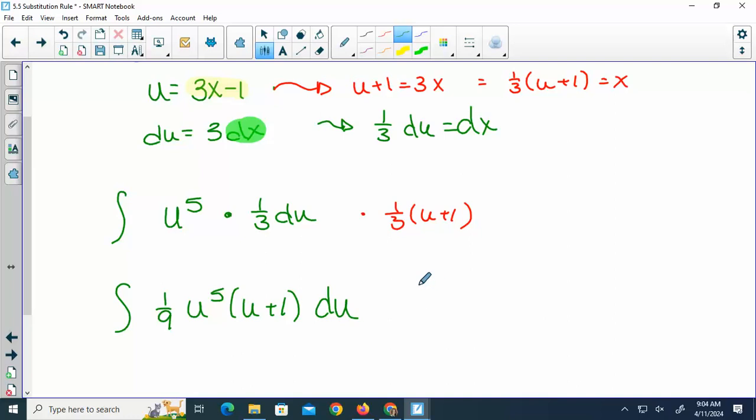Okay, initially this doesn't really look all that much different. We still have something to the 5th. We still have another term. However, now, can you multiply those? It's just the u to the 5th power. Can you take u to the 5th times u and u to the 5th times 1? The 1/9 you could distribute. I'm just going to pull it out in front of my integral. So that would be a 1/9 in front, and then this is u to the 6th plus u to the 5th du.